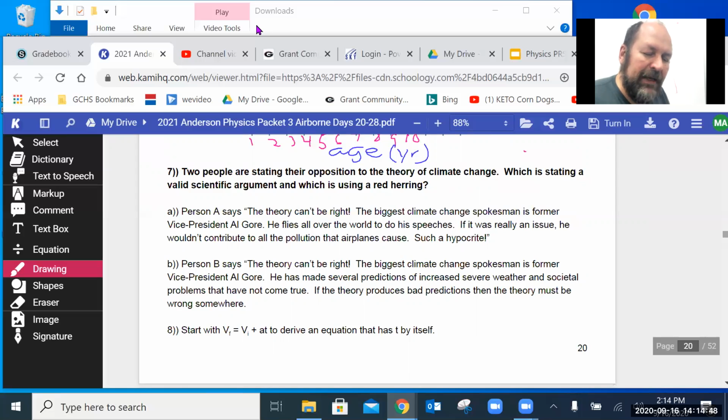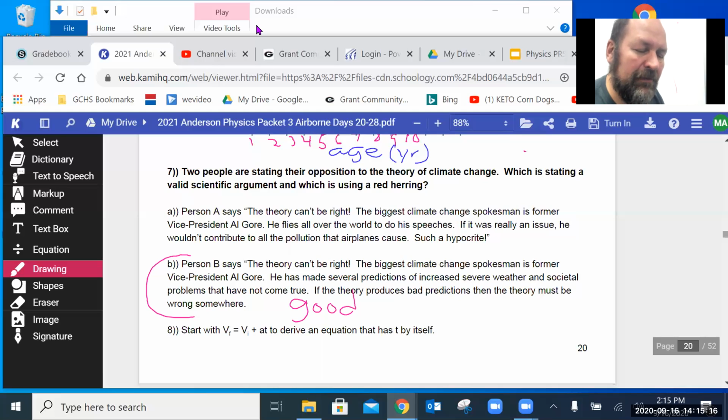The one that is based on data and the data that's pertinent to the issue is going to be letter B. This is a good scientific argument. You're looking at whether or not predictions came out to be true, the measurements that we expected, did they come true or not? Is the new data what the predicted data says it should be?